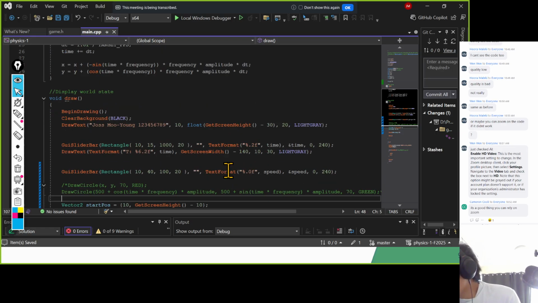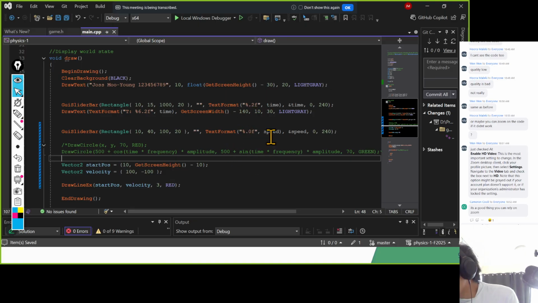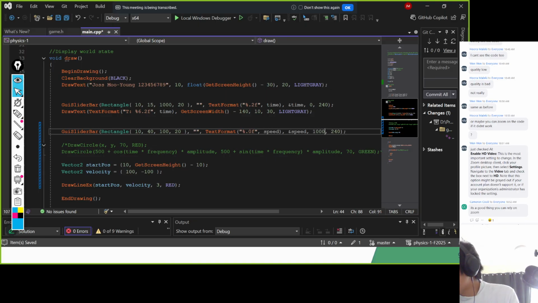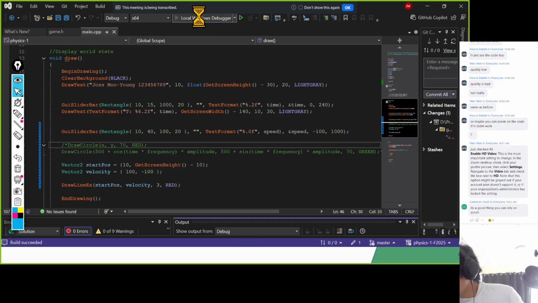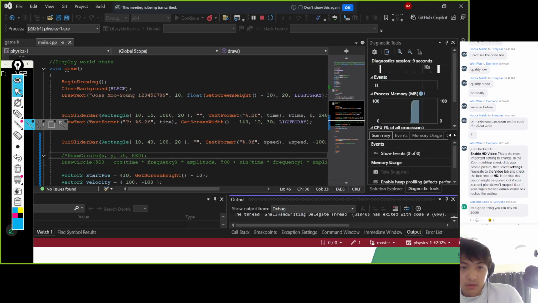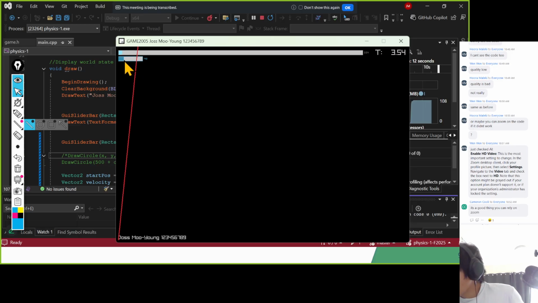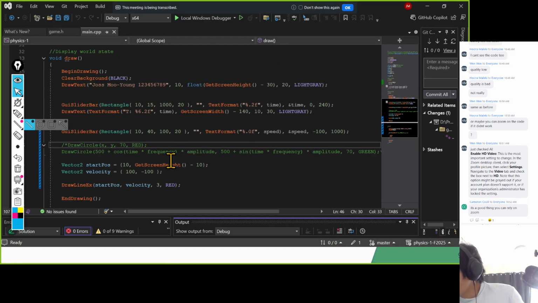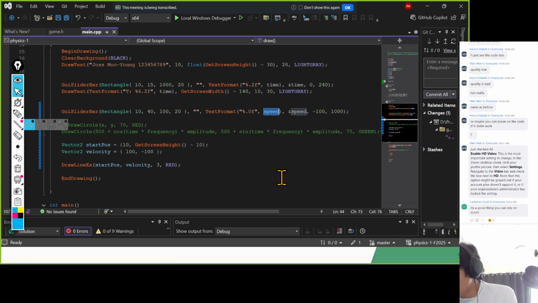Okay, so speed is going to be a float, but I'm not going to handle it with any precision here. And the min and max value. Let's do a min value of negative 100, and we'll do a max value of 1,000. All right, let's see what I get. Oh, with the slider, if I can play with the slider, then we'll be able to stick speed in there somewhere. Don't worry about this other line. Okay, slider seems okay. So now we have a slider for the speed value. Let's stick that into our velocity.